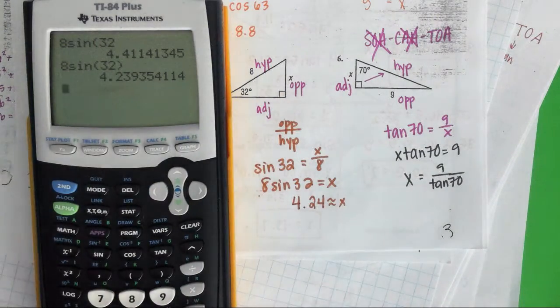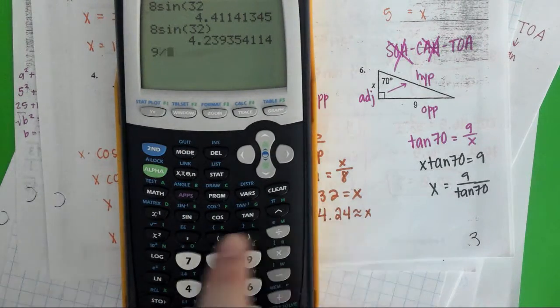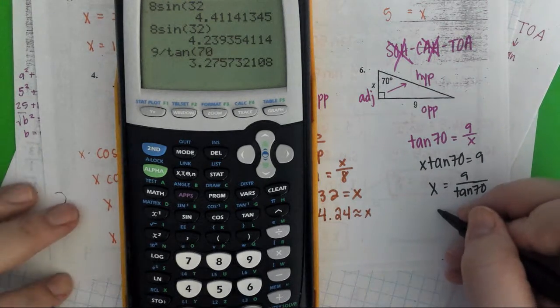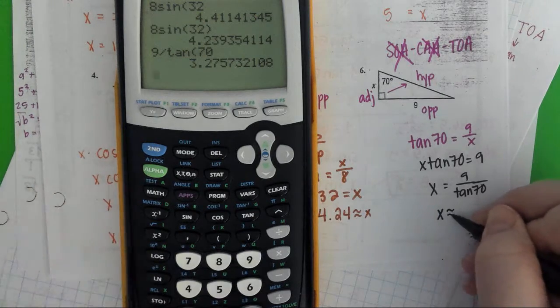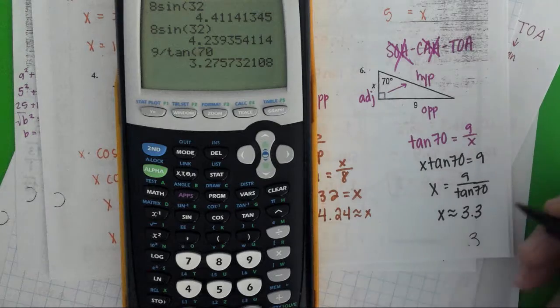Don't forget the degree. So I actually do have it in degrees this time. So 9 divided by tan 70. And I got 3.27, so I'm going to say that. It did say tenth in the directions, so I should only round to one decimal place, so 3.3.